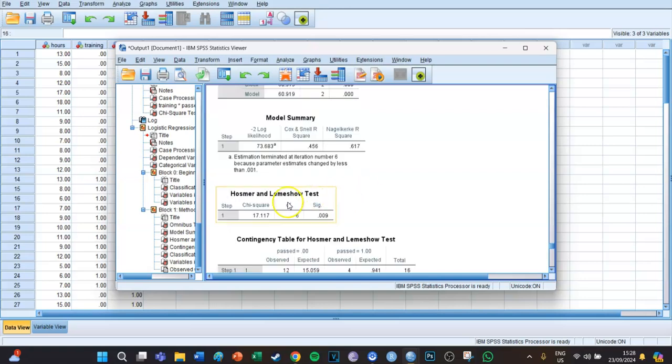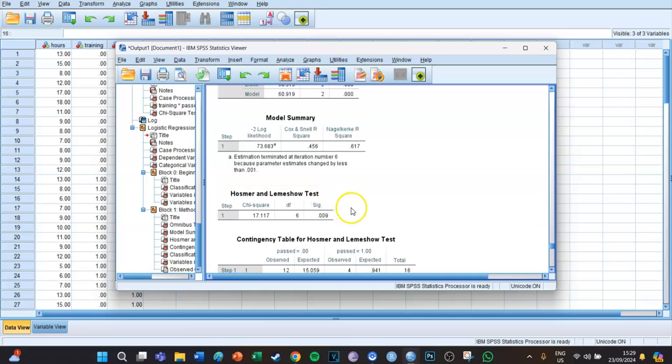But if you look at the Hosmer and Lemeshow test, it is a goodness of fit test. So to what extent your model is a good fit, and it should be above 0.05. In my case, it is not, but it's because I made up the data. So in your actual research, it should be above 0.05. But because I made up the data, I just put something together. It is significant, but you want it to be not significant.